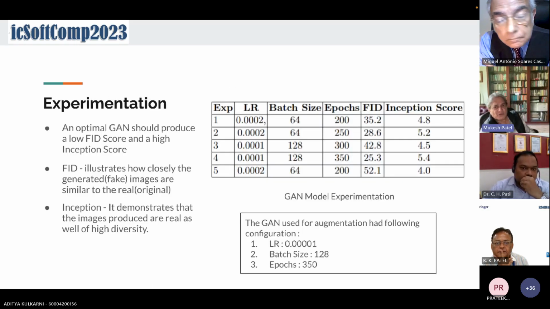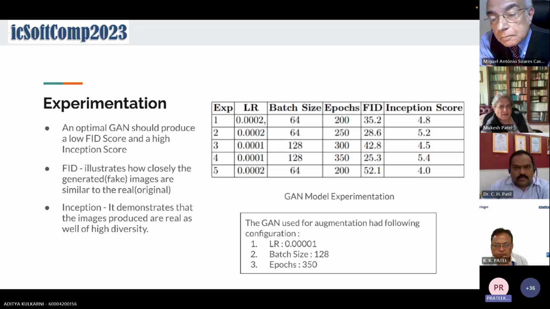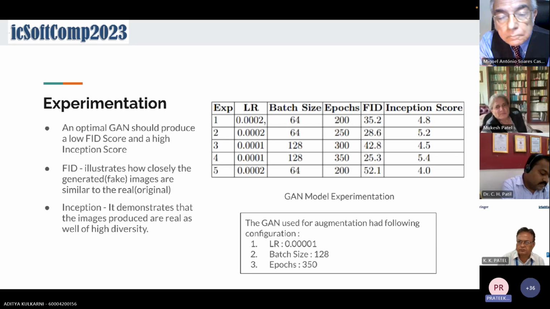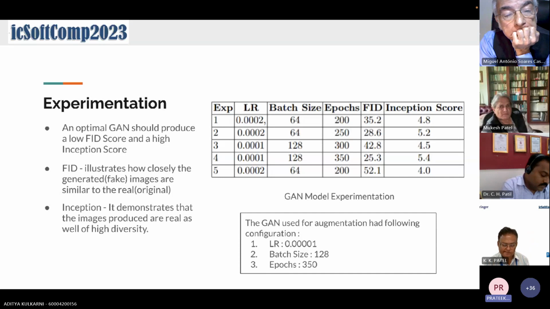Here, inception score, you said the higher the better. Yeah, this is a score which is majorly used for GANs, to determine which hyperparameters are ideal or optimal for our model. So FID basically indicates how closely related the generated images, or the fake images, are to the original, like how similar they are.